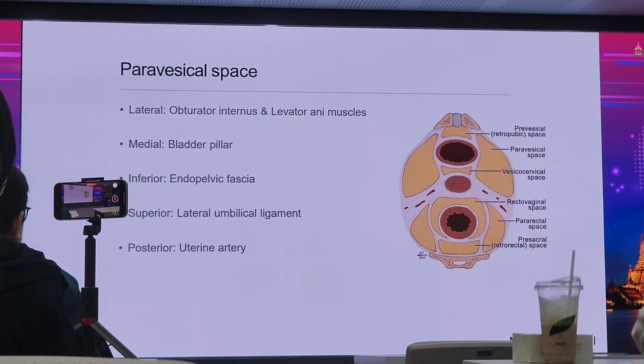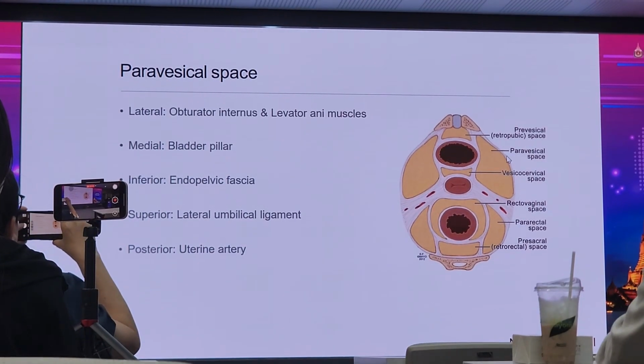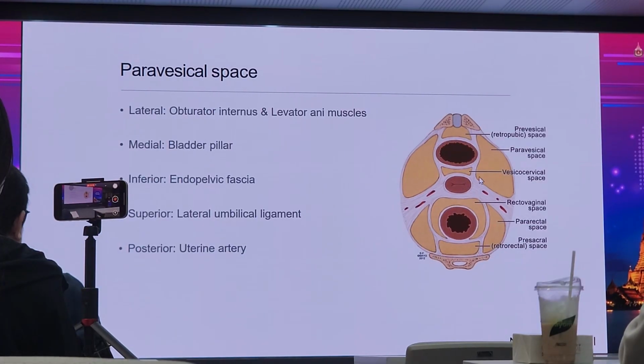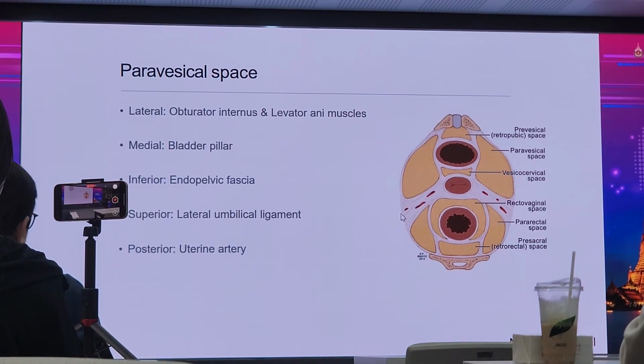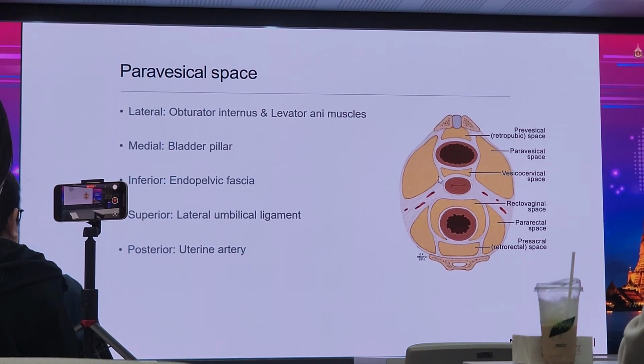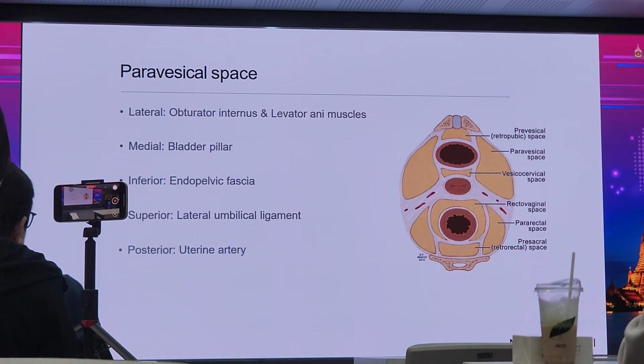So let's look at the paravesical spaces first. The lateral border is the obturator internus and levator ani muscles. The medial is the bladder pillar. The inferior is the endopelvic fascia. The superior is the lateral umbilical ligament, and posteriorly is the uterine artery in the cardinal ligament.